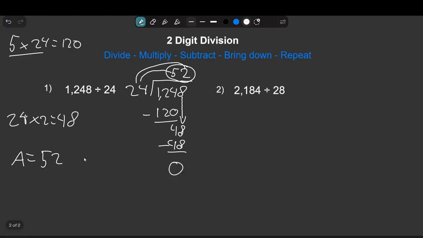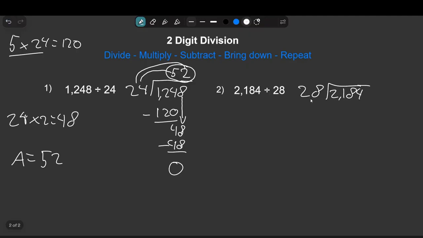So that was the first example. Now I'm going to go over to the second example. This one is a bit more difficult, but it's basically the same thing. So let's start. We have 2184 divided by 28. So 28 like this. 2184. So now we're going to do the exact same thing.